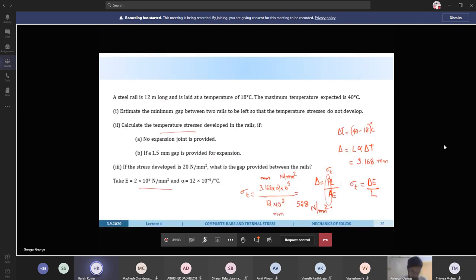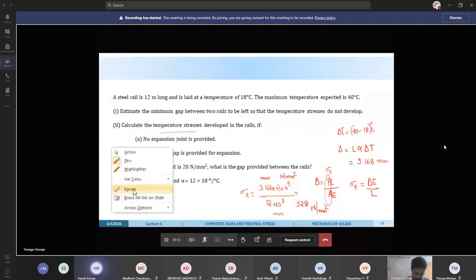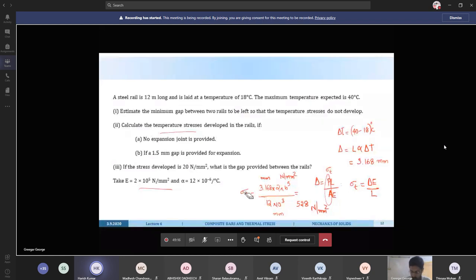Harish, the second part: if a 1.5 mm gap is provided, we can just subtract 1.5 from 3.168. We get 1.668. Okay, and tell me the stress. Stress is P by A. You just need to put 3.168 minus 1.5. That's for the B part, sir. And from that you can find P by A, which is the sigma T, the thermal stress.